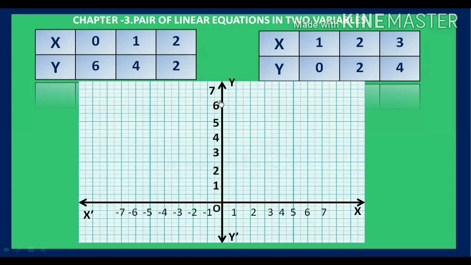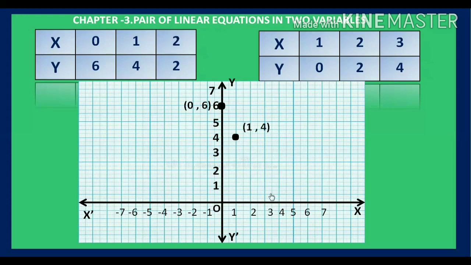Let's start with the first equation. The first point is (0, 6), so x is 0 and y is 6. Let's put the coordinate (0, 6). Then (1, 4): x is 1 and y is 4. This is the place where point (1, 4) will lie. So we put the point (1, 4) here. Let's write the coordinates (1, 4).